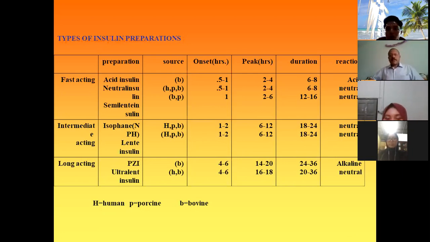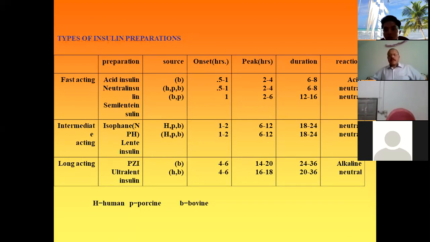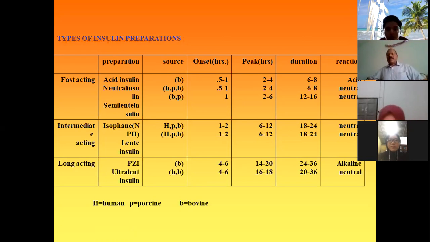The long acting preparations may include PZI, protamine zinc insulin, and ultralente insulin. These are two examples. Maybe bovine in its source. The onset here is delayed, not like fast acting, which may be half an hour, not like intermediate, maybe 1 up to 2 hours. But here the onset may be after 4 up to 6 hours. The peak may be more than 12 hours, maybe 14, 16 up to 20. The duration here is at least 24 hours, maybe 24 hours up to 36 in cases of protamine zinc insulin, not less than 1 day. Ultralente, maybe 20 hours up to also 1.5 days, 36 hours.